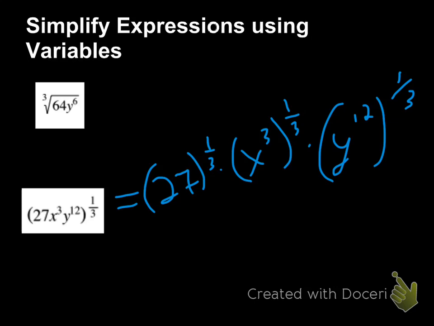27 to the 1/3, that means the cubed root of 27, this is one that we should probably have memorized. The cubed root of 27 is what? 3. It's 3, right? So this is going to be 3 times, what is 3 times 1/3? 1. Just 1, right? So isn't this just times x? And then 12 times 1/3, because we've got power to a power. What's 12 times 1/3? 4, right? Or 12 divided by 3. So this is y to the 4th.